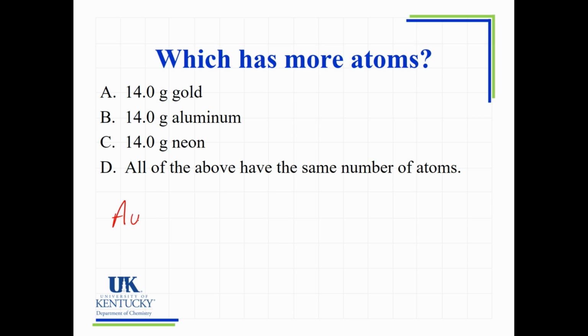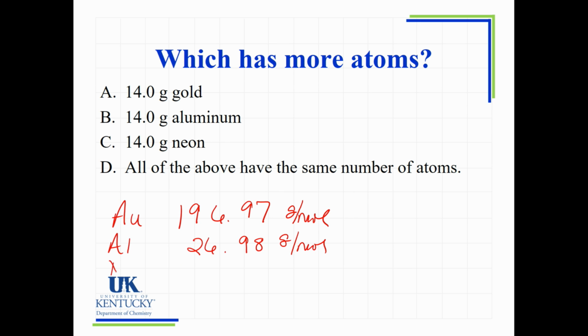Gold. Gold is a big fat beast, okay? It has a molar mass of 196.97, that's its grams per mole. Aluminum is a little bit lighter, okay? 26.98 grams per mole. And neon is lighter than that, okay, by a little bit, 20.18 grams per mole. Okay? Stop and think about that and choose an answer.